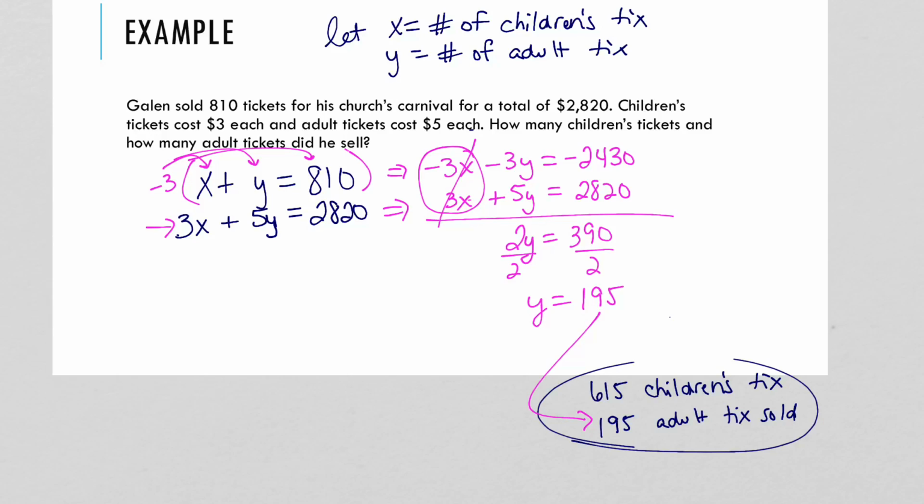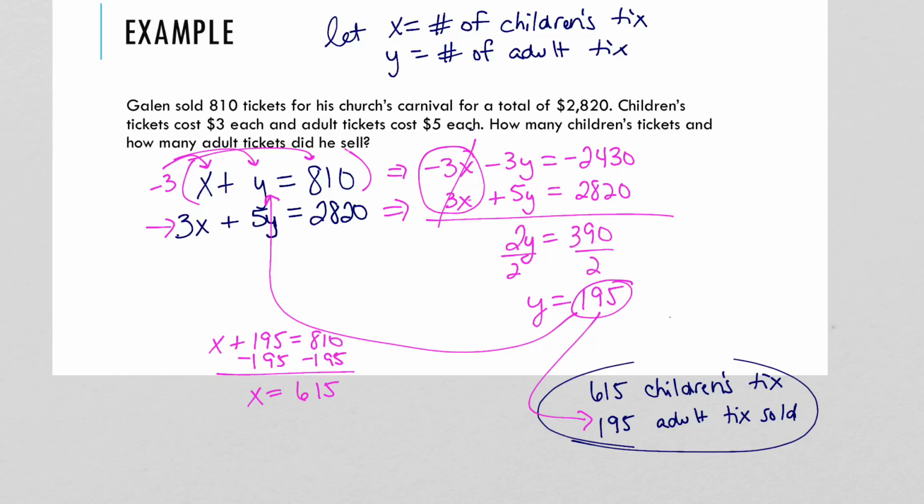Okay? Alright, so now in order to get the other number, I could take this number and I could put it in for y right there. So x plus 195 is equal to 810. Subtract 195 from both sides, and I still get 615 children's tickets. So that's just another way to do the same problem, and we came up with the same answer.